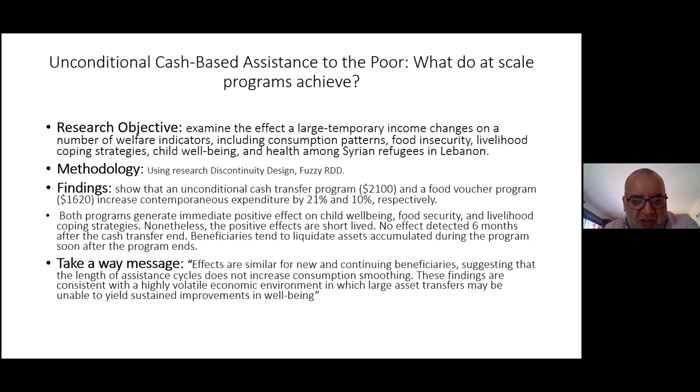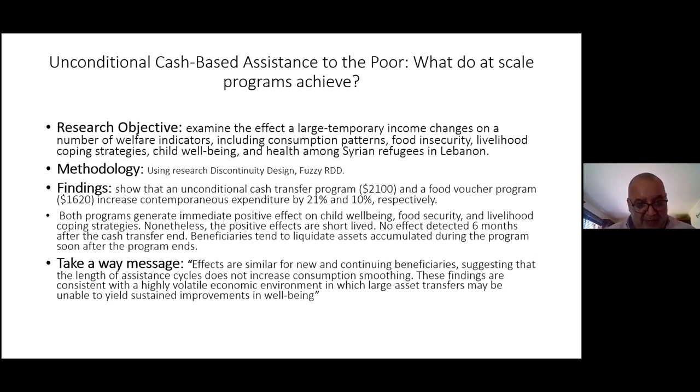The main findings show that the unconditional cash transfer program, about 2,100, and the food voucher, about 1,600, increased contemporaneous expenditure by 20% and 10% respectively. Both programs generate immediate positive effects on child well-being, food security, and coping strategies. Nonetheless, here's what matters, I guess, the most in this research finding: the positive effects are short-lived. No effect is detected six months after the cash transfer is over. Beneficiaries tend to liquidate assets accumulated soon after the program ends.